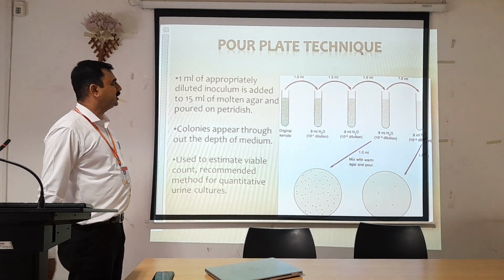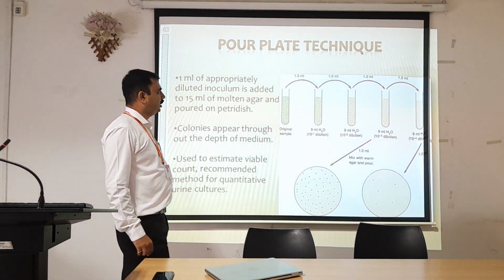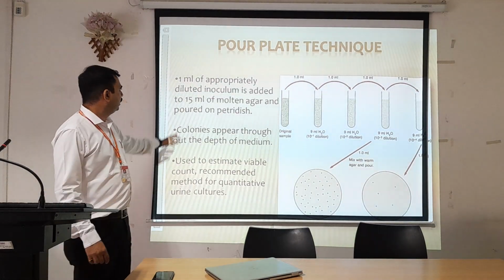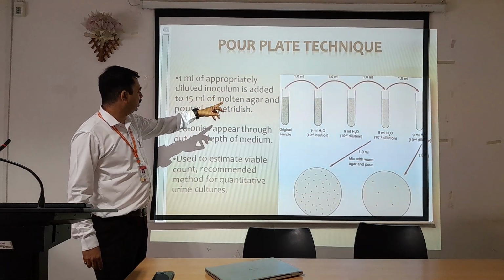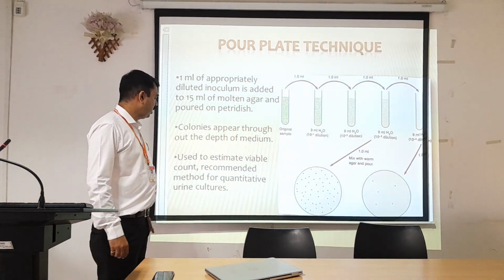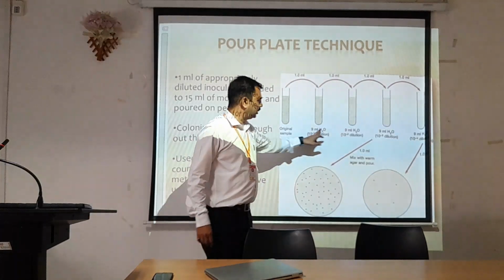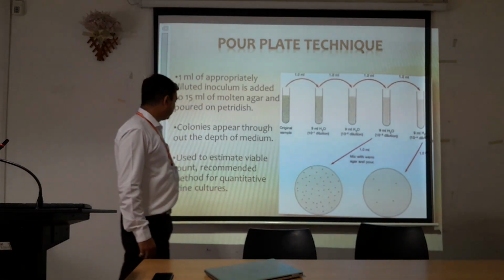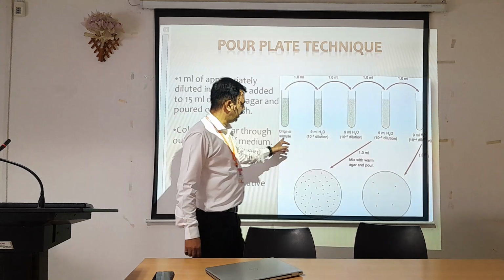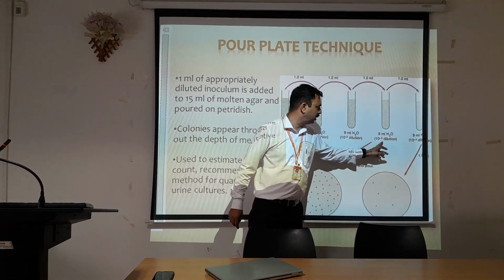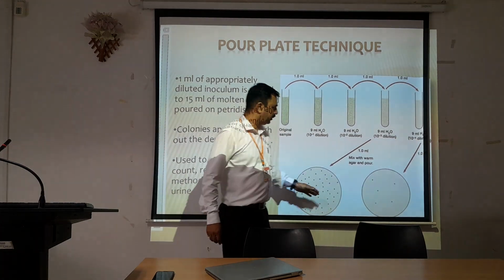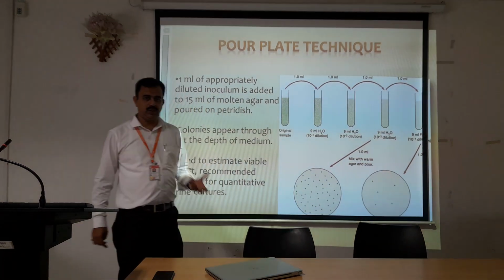The second type of method that has been developed is called the pour plate technique. For this pour plate technique, 1 ml of appropriately diluted inoculum is added to 15 ml of molten agar and poured on the petri dish. Now this is the molten agar, but what does it contain? It contains dilution. So after diluting it, see this, 10⁻² dilution, diluting that culture may help you to get well isolated colonies onto that agar.